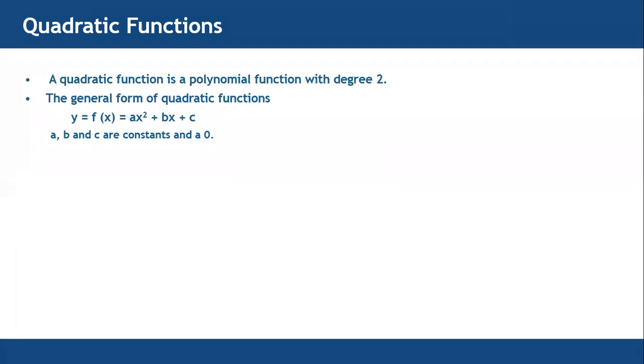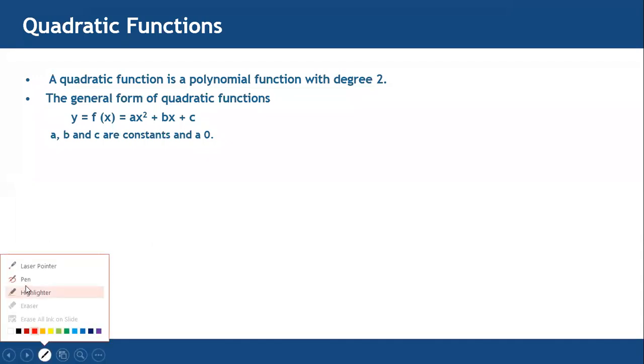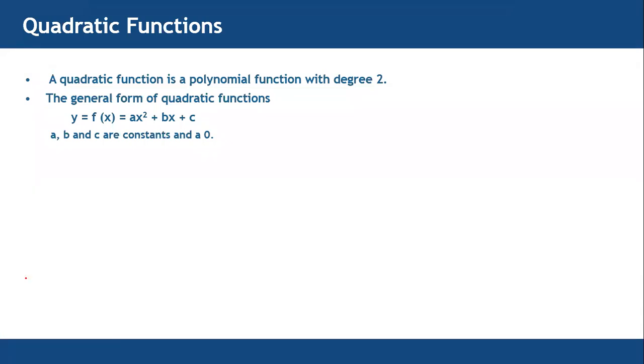A quadratic function is a polynomial function with degree 2, and you know that the general form of a quadratic function is ax square plus bx plus c, where a is not equal to 0. When a equals 0, then this becomes a linear function.